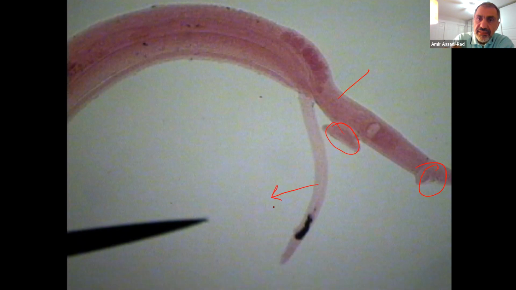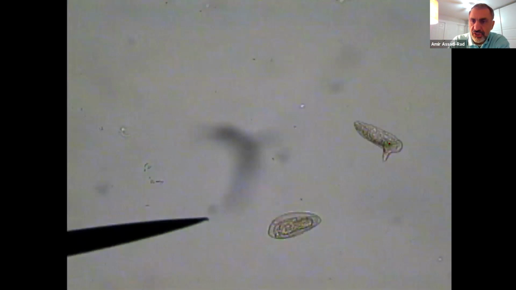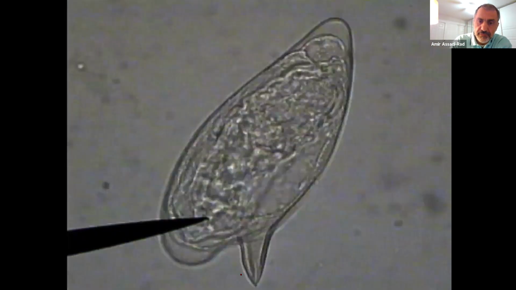That's a female. And the groove that the female fits in right here is called gynecophoric canal. The eggs of Schistosoma, look at that spike. Those are the ones that cause a lot of disease, cause bleeding. We talked about it in lecture.